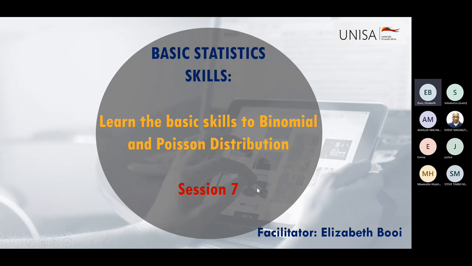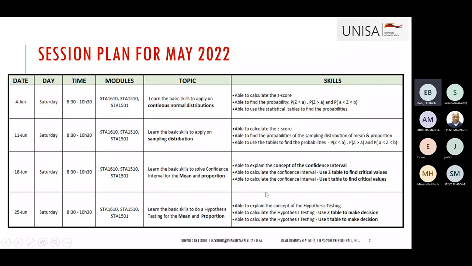So today we're going to be learning the basic skills for binomial and Poisson distribution. And the session plan for June is as follows. The following week, we're going to be looking at continuous normal distribution. Then we're going to look at sampling distribution and then confidence intervals. And the last one for June will be hypothesis testing. So these will be the sessions that we will go through.